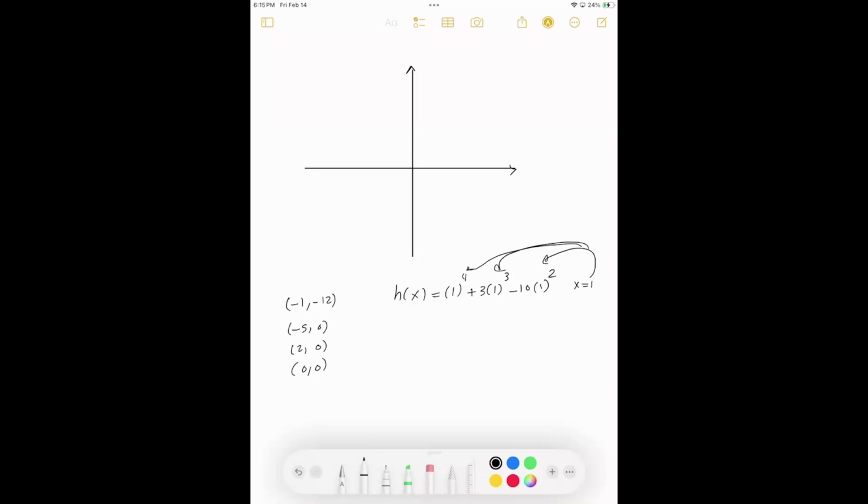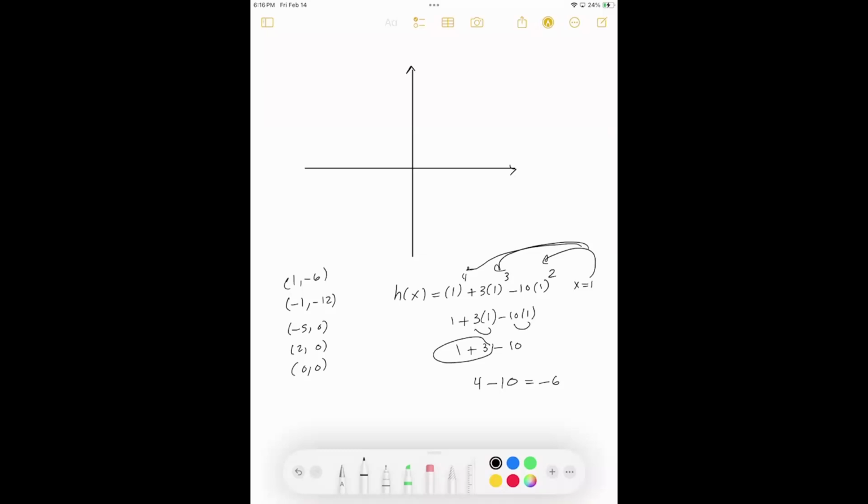So if I put 1 here, I get 1 to the power 4 is 1, 1 to the power 3 was 1, 1 to the power 2 was 1, 3 times 1 is 3, 10 times 1 is 10. I have two positive numbers, let me add them. I have a subtraction, 10 take away 4 is 6, but I get negative 6. So when x is 1, you get negative 6.